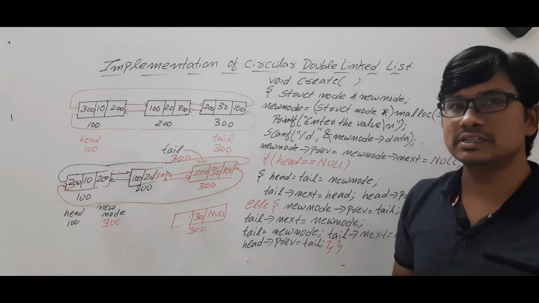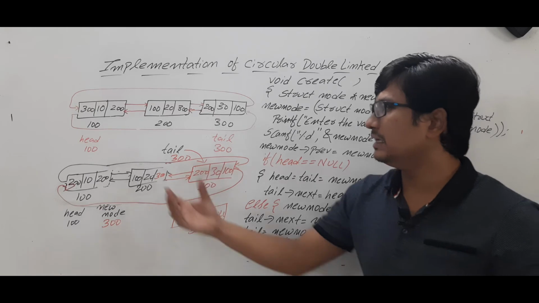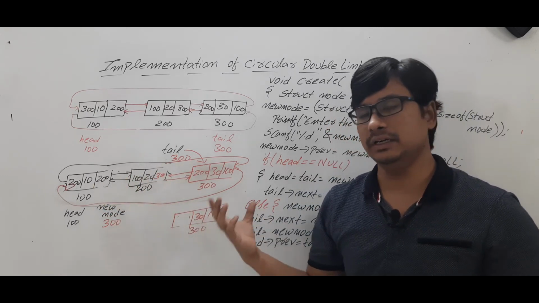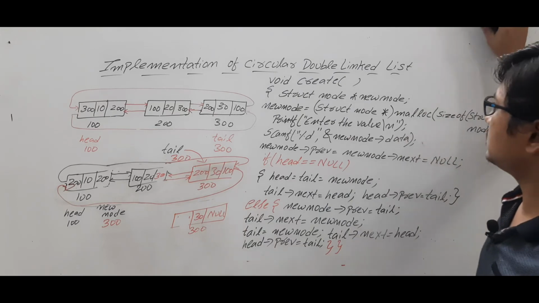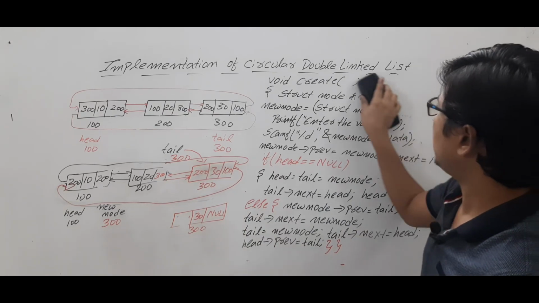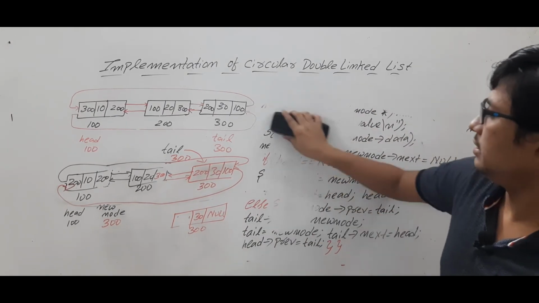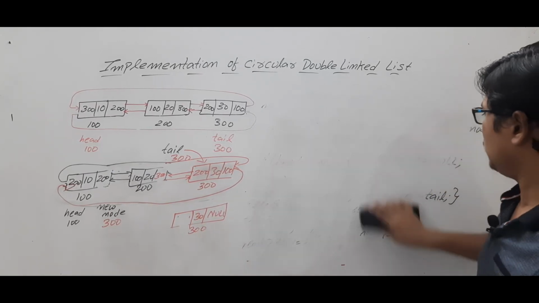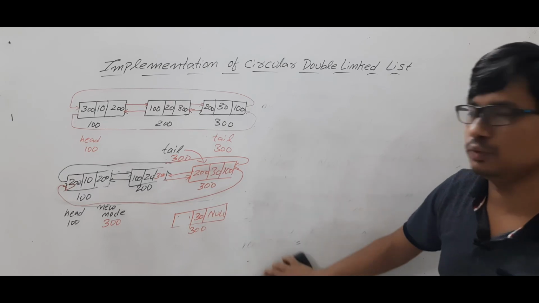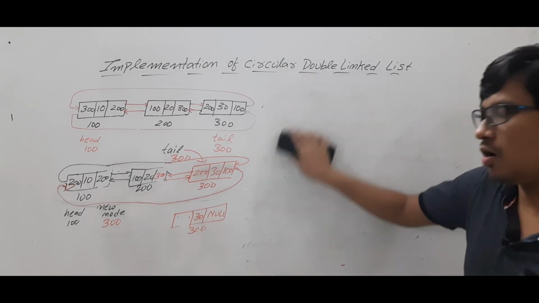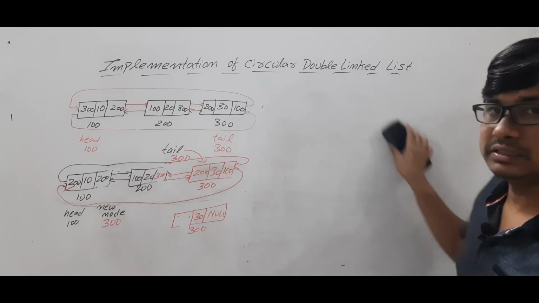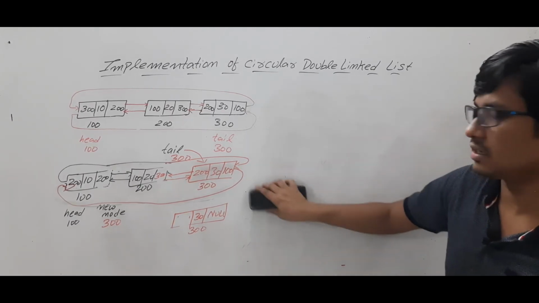Now let me discuss how to display the elements or the data which is there in the circular double linked list. Okay, so let me erase this one and I will define a user defined function called display. Okay, what that function has to do is display all the elements which are there in the circular double linked list.